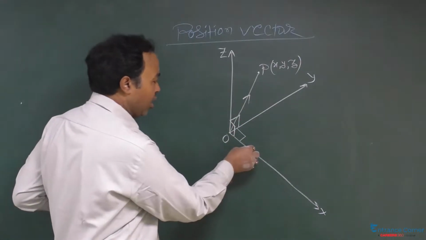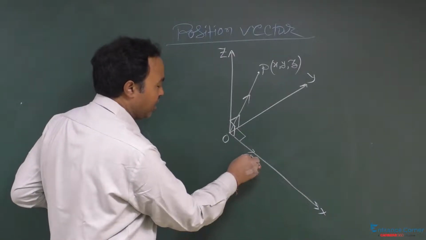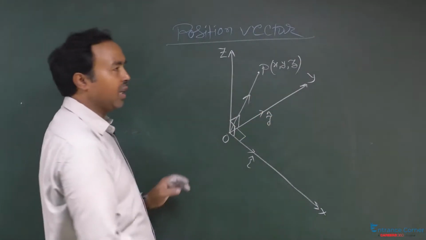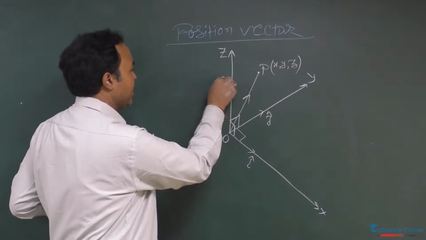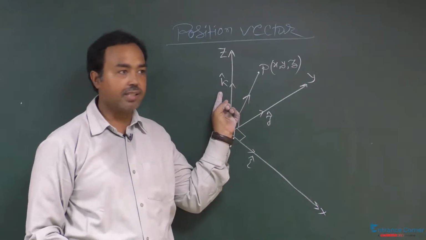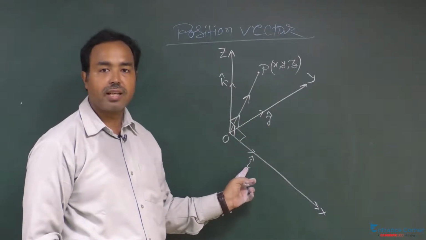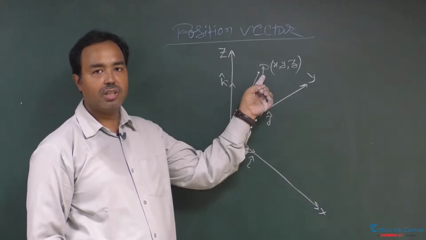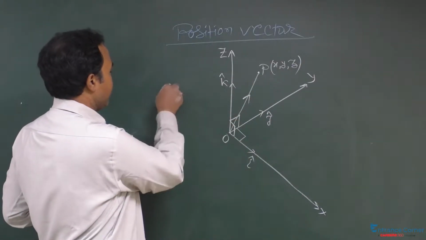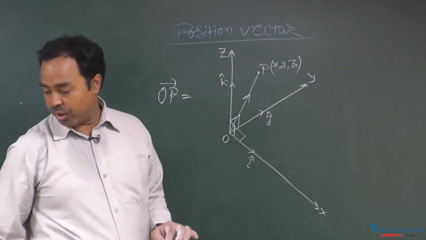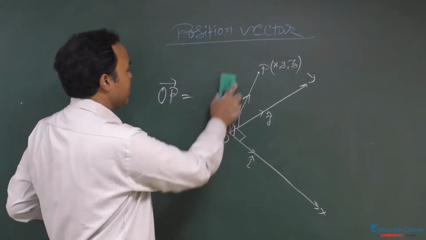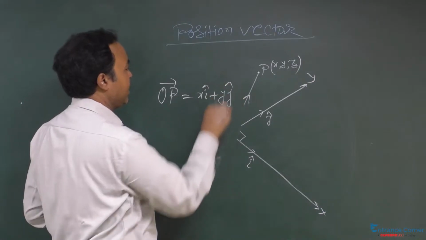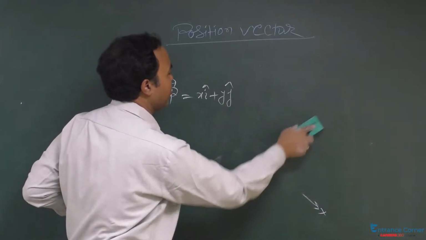See, student, along the x axis, if you take a unit vector i cap, along the y axis, a unit vector j cap, and along the z axis, a unit vector k cap, then the position vector of this point P, OP, is basically equal to x i cap plus y j cap plus z k cap.